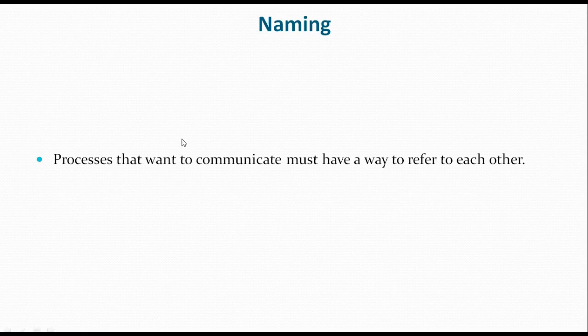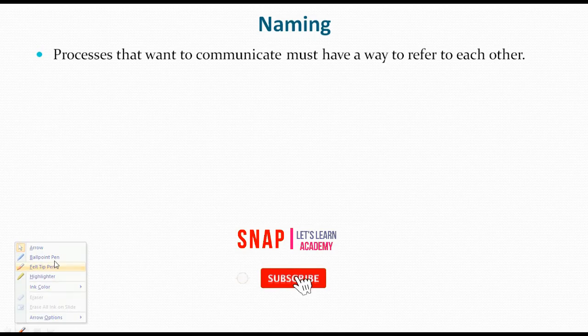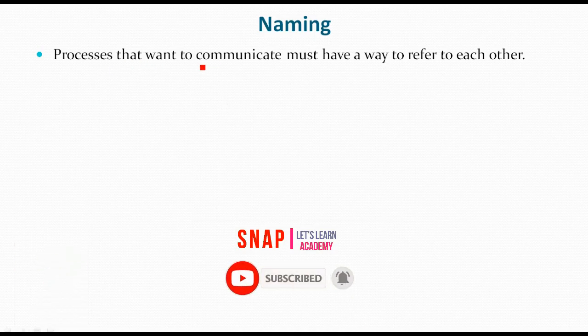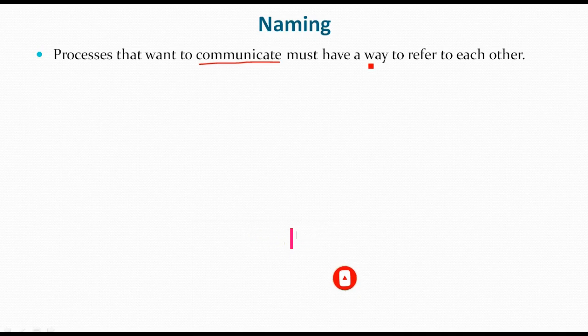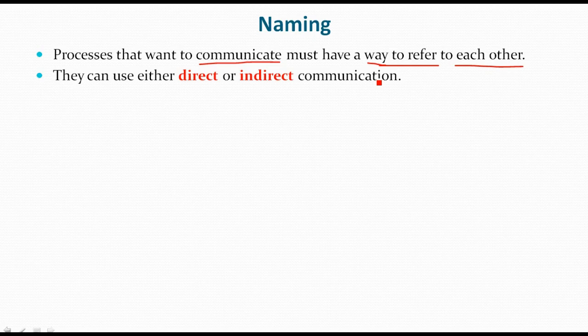In naming, processes that want to communicate must have a way to refer to each other. Means, in one way or another, the processes which want to communicate must have a way, so we have to select the link or the path. So the processes must have a link or path to refer to each other. They can use either direct or indirect communication.